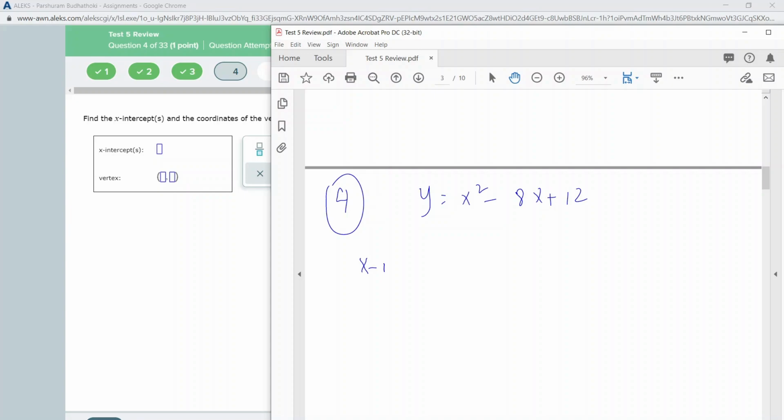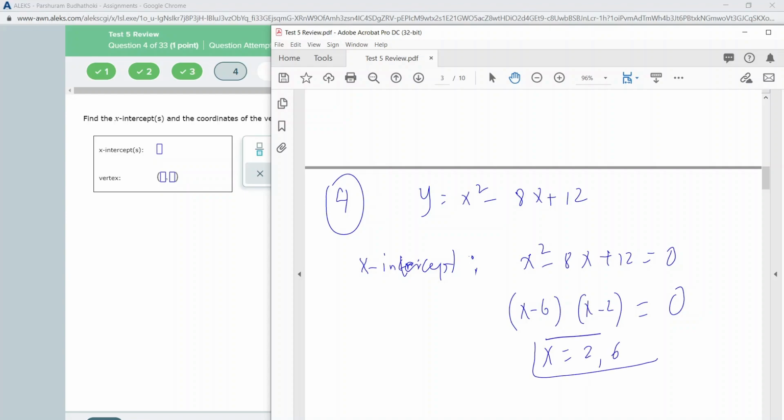So x-intercept, meaning the y value is 0, meaning this is equal to 0. Now if you solve for x by using the quadratic formula or factoring, it will be x minus 6, x minus 2, because 6 times 2 is 12, negative times negative is positive, and negative 6x and negative 2x is negative 8x. So the x-intercepts are 2 and 6.